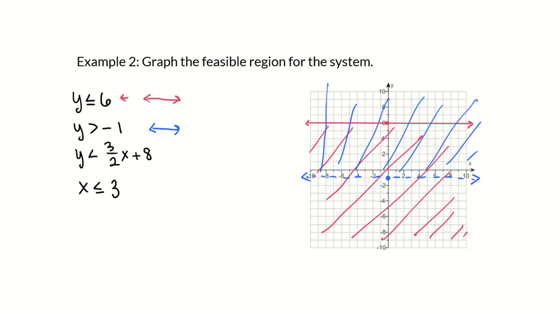Next, y less than 3/2 x plus 8. This time we start at y-intercept of 8, and the slope is 3 over 2. So we draw a slope of positive 3 over 2. So up 3, right 2 would give us a positive slope. Since this inequality is less than, we draw a dashed line through these points. Y less than means we shade below this line.